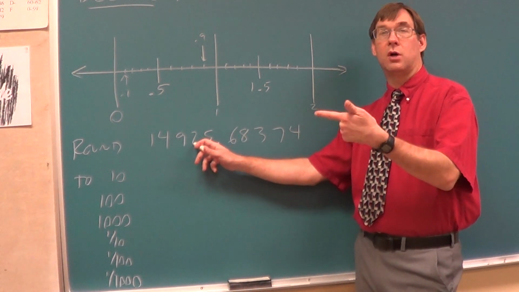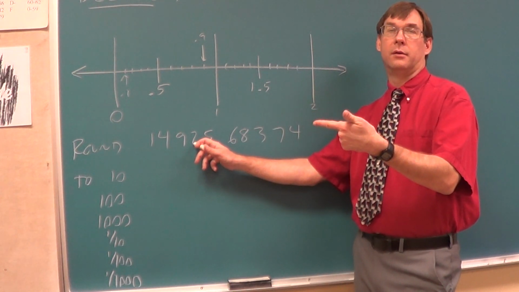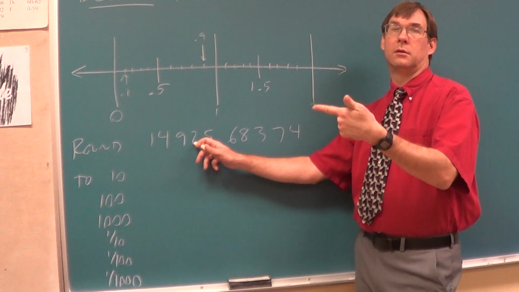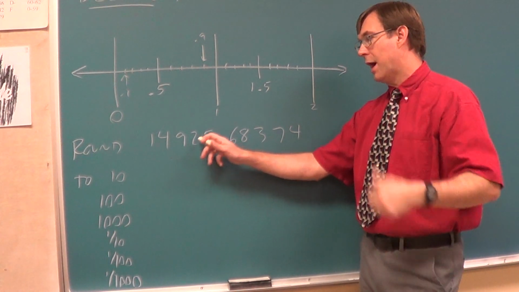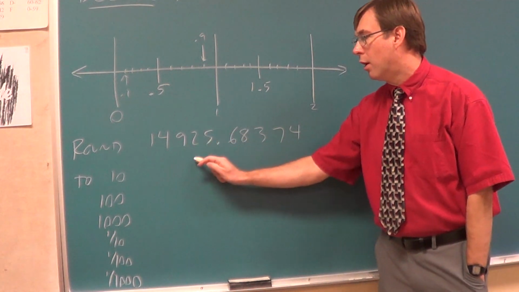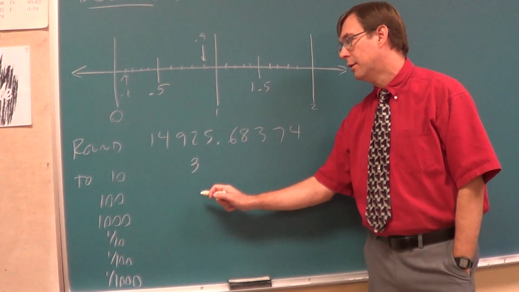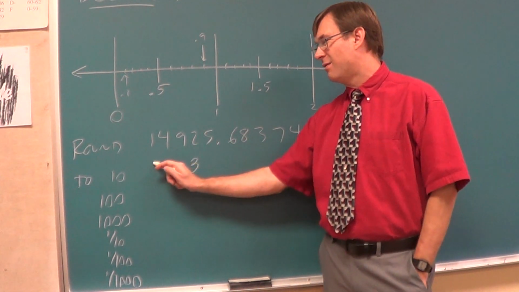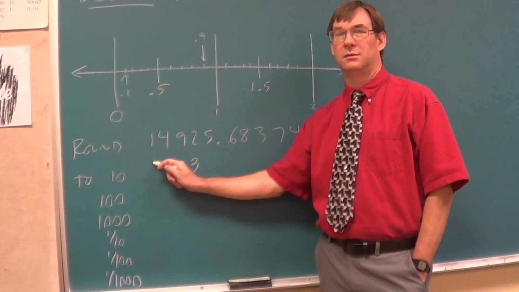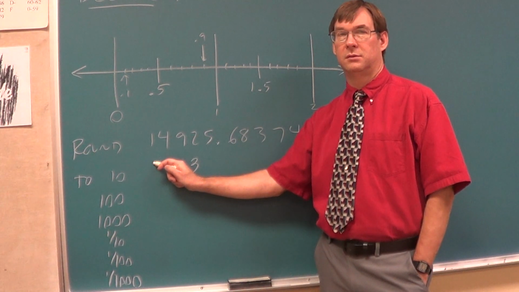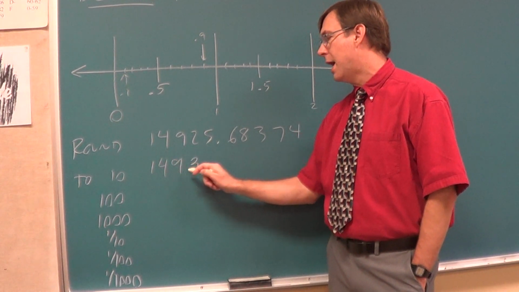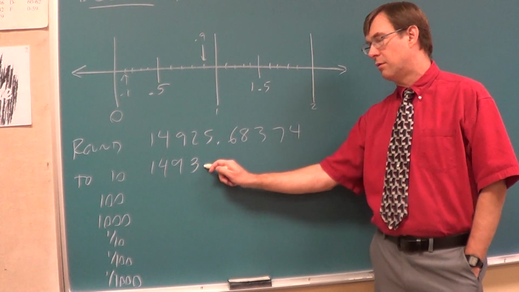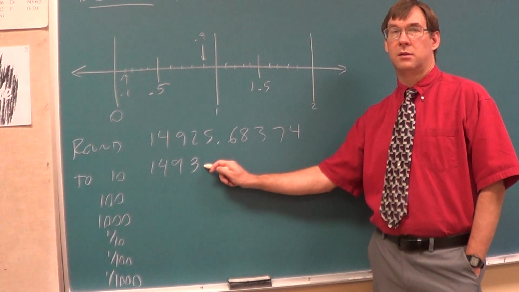And then you always look to the place behind it. Right or left? Right. We're going to look to the right. So if you get 5 or more, we go up to 3. And then what happens to everything on the beginning, on the left? It stays the same. So 1, 4, 9 all stays the same. To the right, it turns to 0.